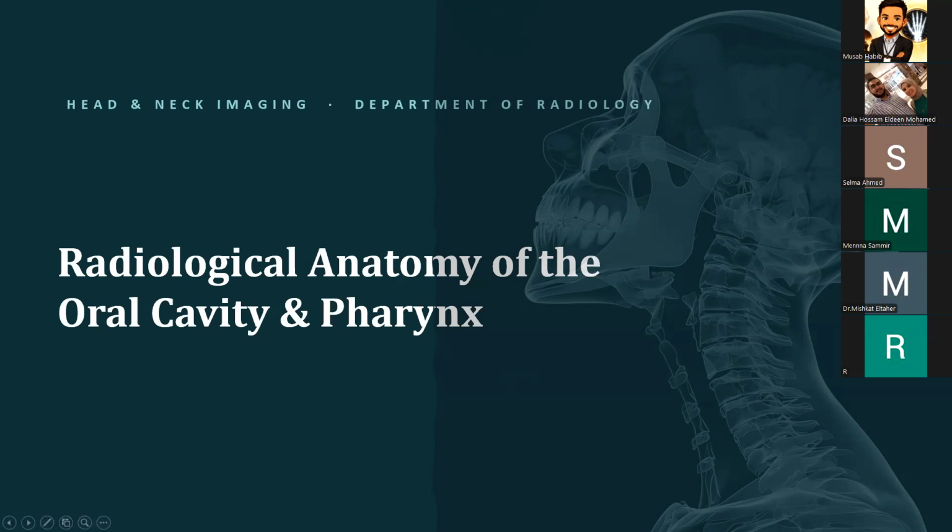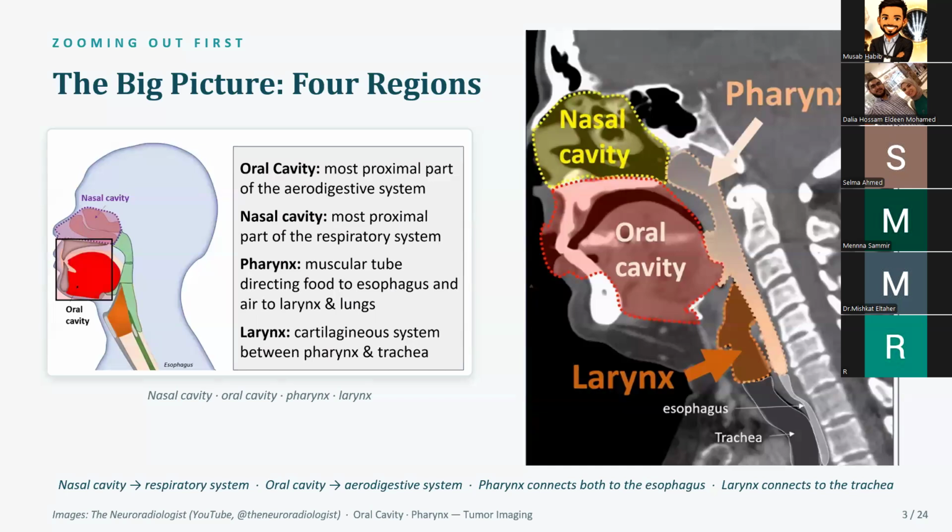Welcome everyone. In this session, we'll walk through the sectional anatomy of two connected territories, the oral cavity and the pharynx. So we build the region by region, so let's start by going all the way out. Before narrowing in, let's place all these four major regions together. The nasal cavity, which is the most proximal respiratory structure, the oral cavity, the most proximal aerodigestive structure, the pharynx is that shared muscular tube that connects both the esophagus and the larynx that branches off to the trachea and the lungs. So today's talk is on the oral cavity and the pharynx.